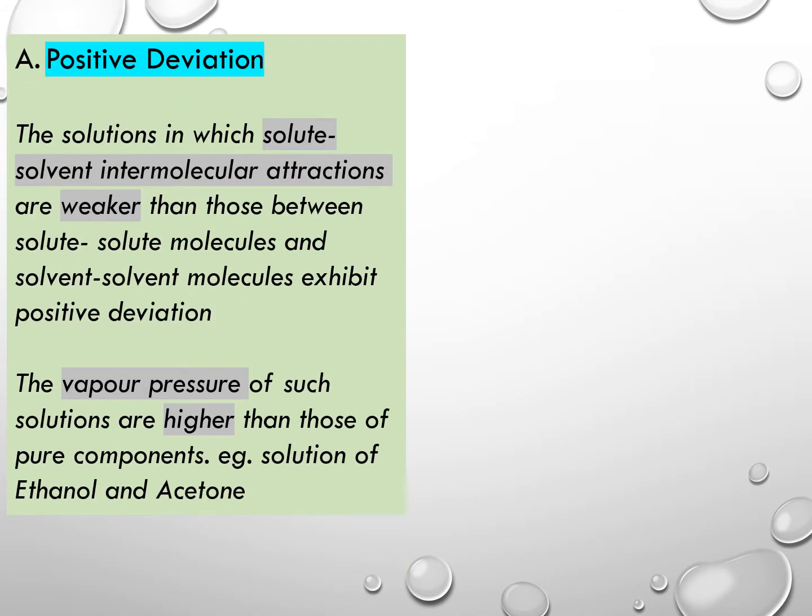Now let's see the positive deviation. So the solutions in which the solute-solvent intermolecular attractions are weaker than those between the solute molecules and solvent molecules exhibit positive deviations. Means normally the particles here are highly volatile and they don't remain in the solution. So most of them will start converting into vapors. So the vapor pressure of such solutions is higher than those of the pure components. For example, ethanol and acetone.